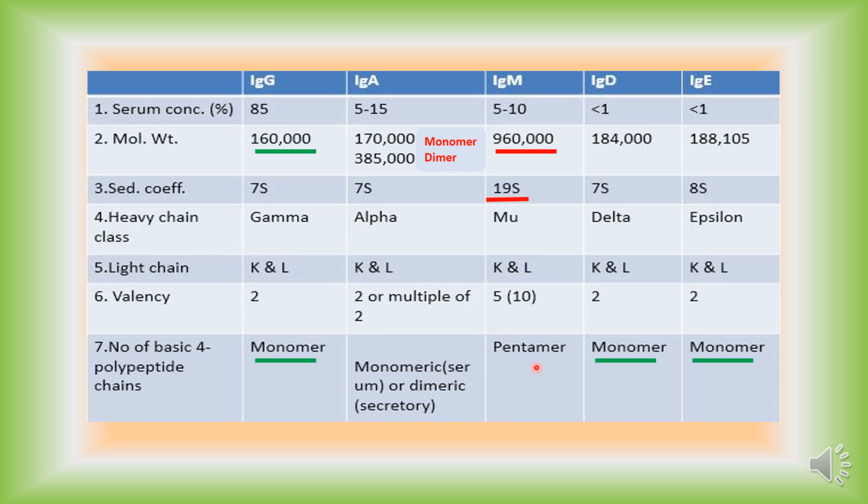Immunoglobulin M is a pentameric immunoglobulin. D and E are also monomers. So there are 3 immunoglobulins that are monomers, that is immunoglobulin G, D and E.